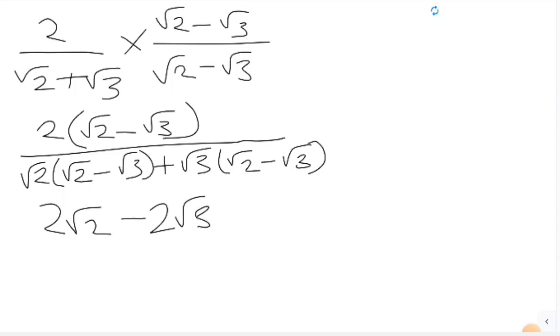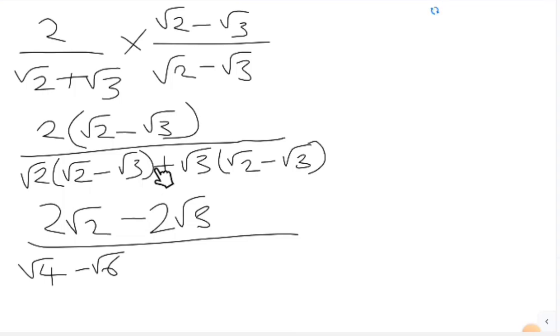And I'll go further to our denominator. We have 2 times root 2, which would give us the square root of 4. And I would multiply again, square root of 2 times minus root 3. You would get minus root 6, because 2 times 3 is 6, so you just carry your square roots along.